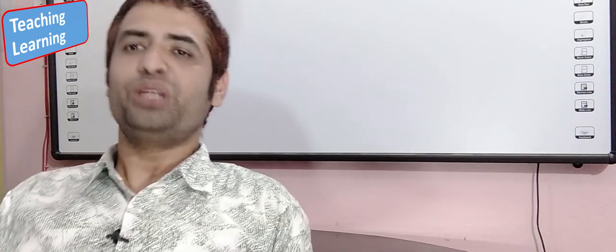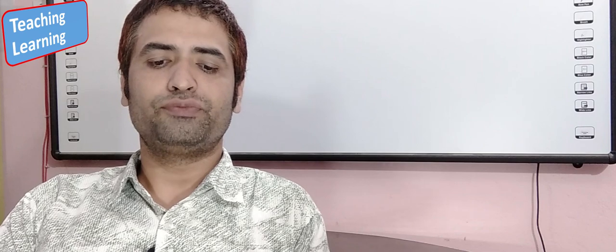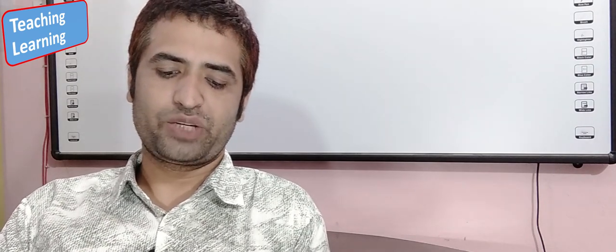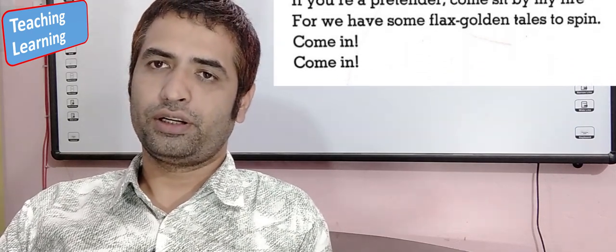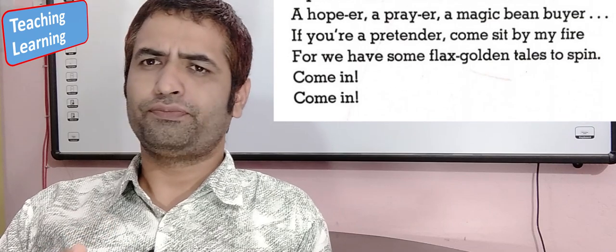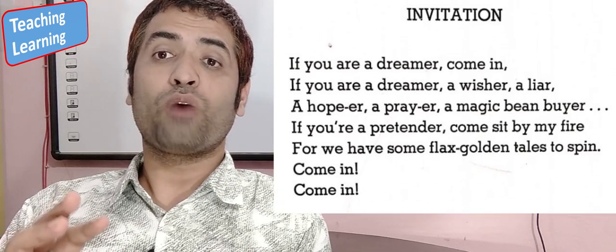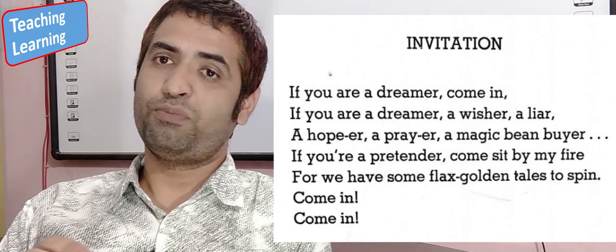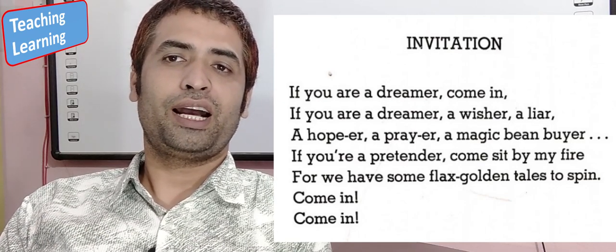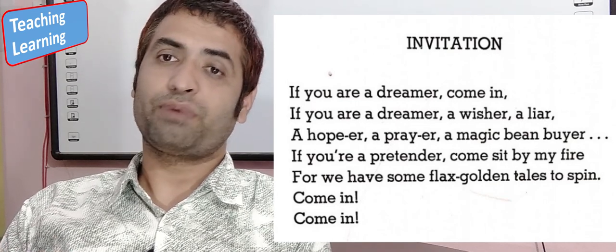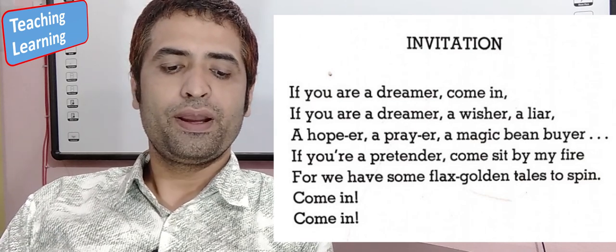Unit 1 is invitation. This poem is written by Shel Silverstein, USA. He writes about his reader. Any type of reader is warmly welcomed to read his poem, because it is creative and it is the product of imagination. So any type of reader can be equally benefited. He invites all types of readers in this poem.